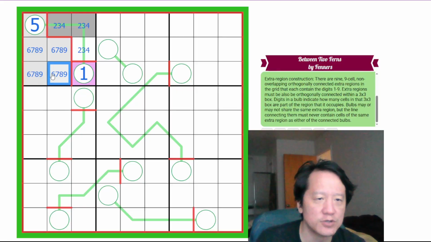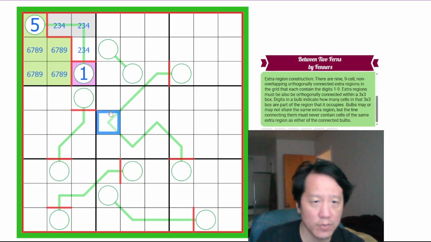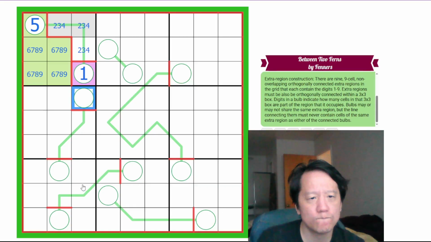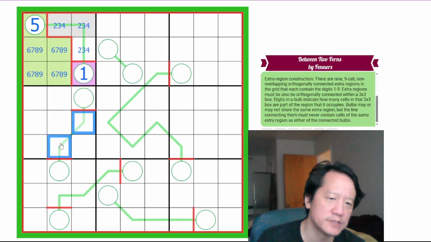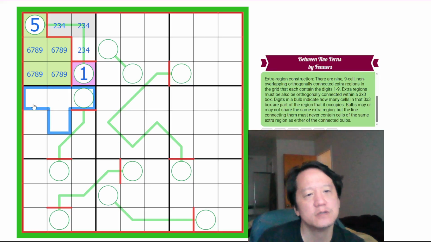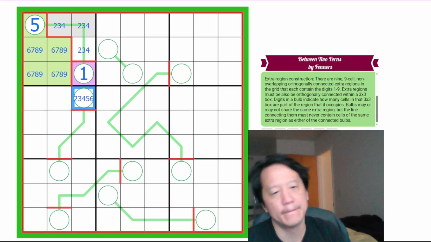I'm wondering if I should make this green. Yeah, let's make this green instead. And we'll make this light here. Because green is going to have to get to part of this cell here. This can't be 1. It could be up to 7. No, it can't be up to 7 because, again, you must be orthogonally connected as a region. So this is up to 6 here. So it's 2 through 6 there.